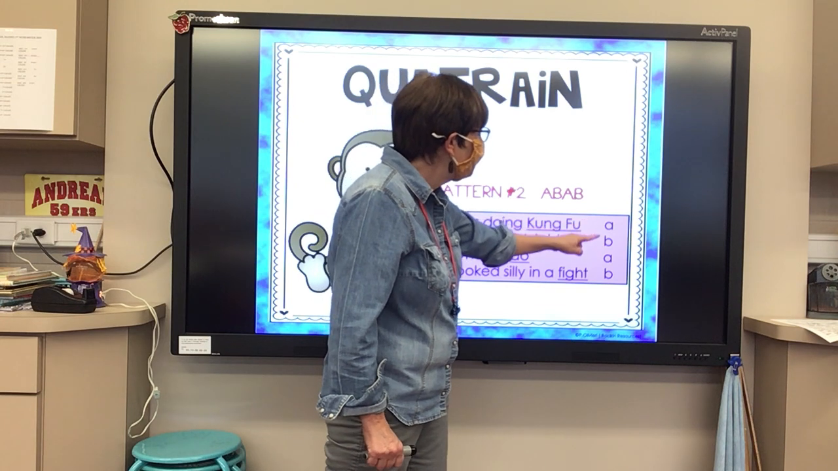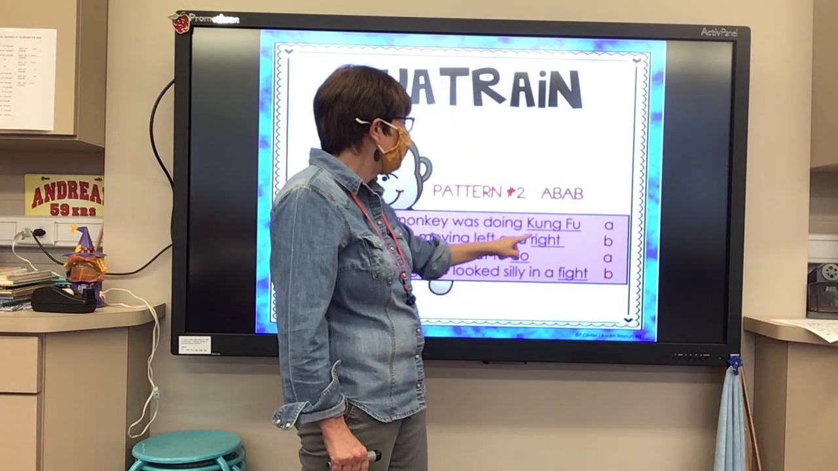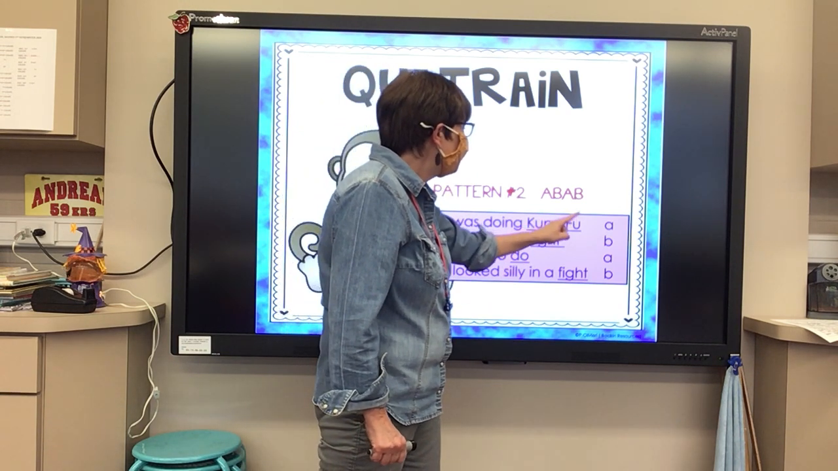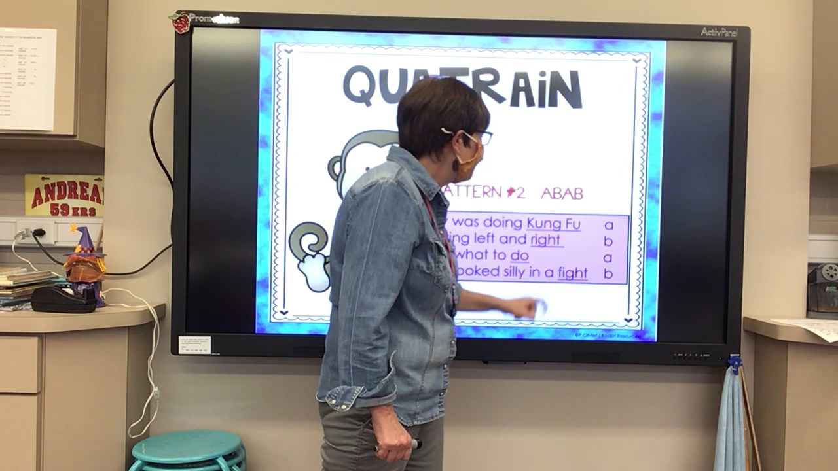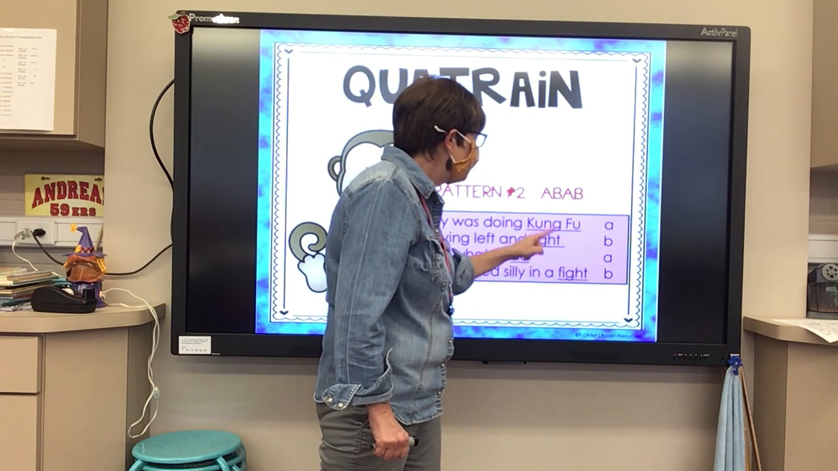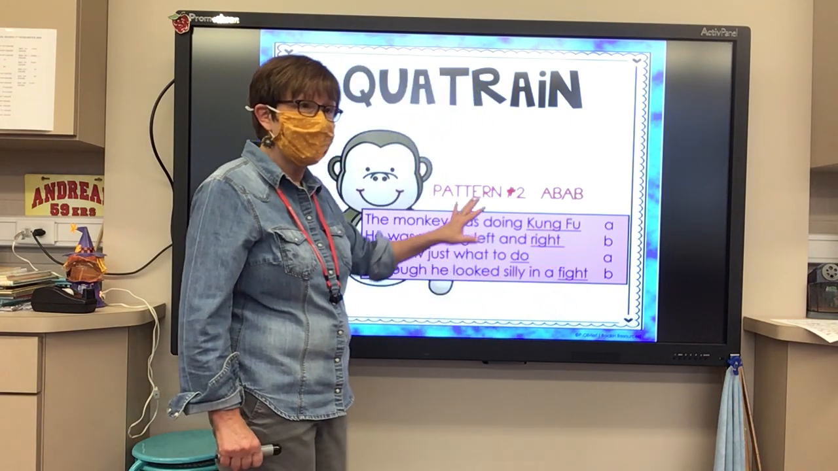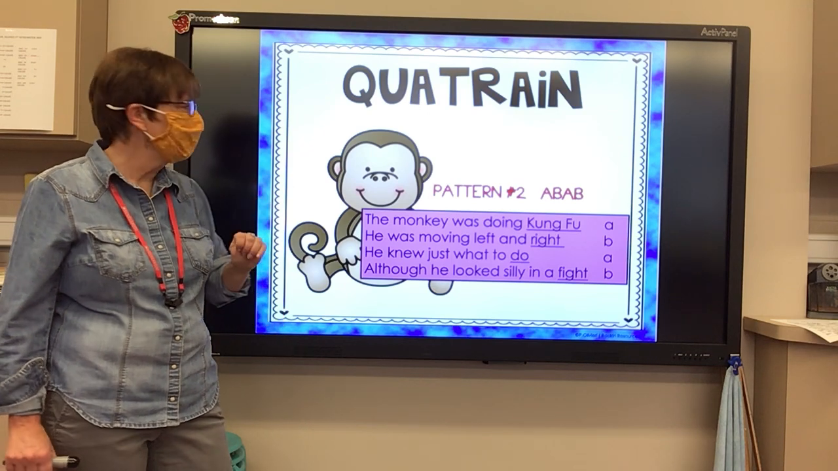So we have an ABAB rhyme scheme, because line 2 is the B. The first line and the 3rd line rhyme. And the 2nd and the 4th lines rhyme. So we have an ABAB rhyme scheme. Do you see how that is rhyming, boys and girls, in this 4-line poem?